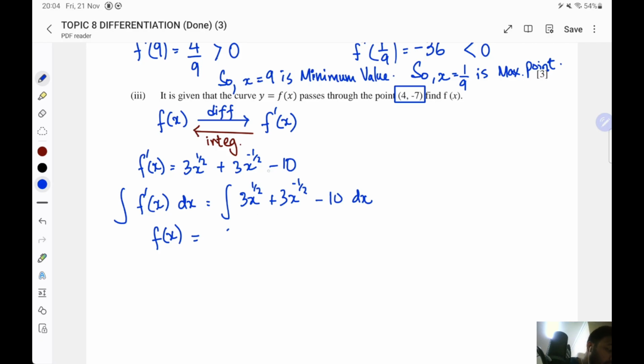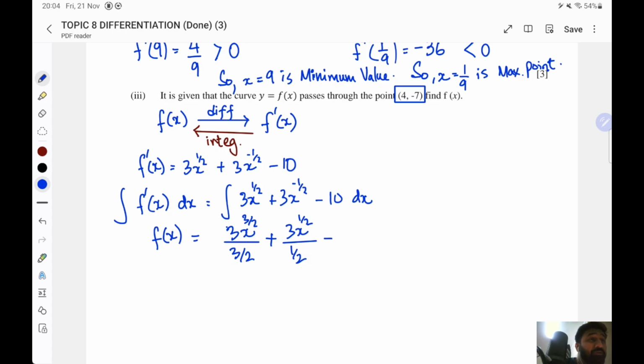Now how to do that? You just add 1 to the power, divide by the new power. So 3x power 3 by 2 divided by 3 by 2. Always remember, you always divide by the new power. So 3x power 1 by 2, because if you add 1 to negative 1 by 2, it will turn out to be 1 by 2, divided by the new power, which is 1 by 2.